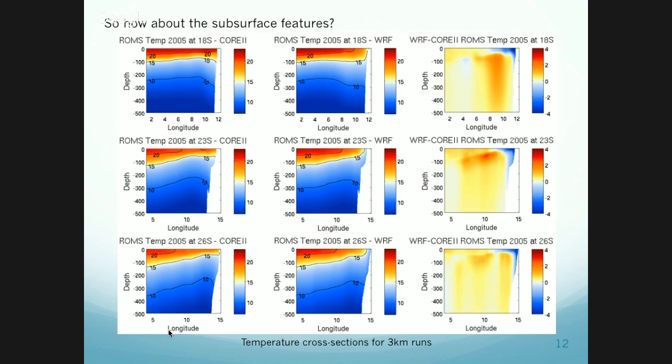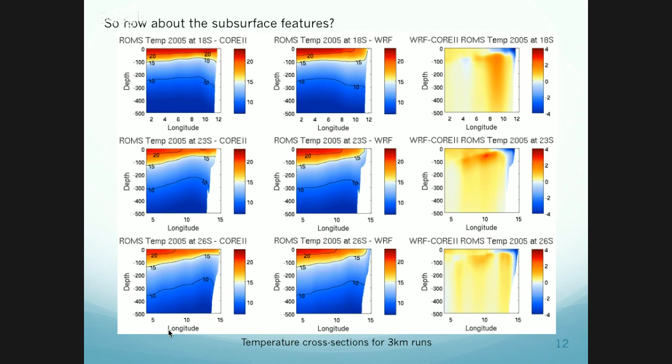Okay. So here, this one is CORE 2 forcing at 18 degrees south, this one is WRF forcing at the same latitude, and this one is the difference between the WRF forcing and CORE 2 forcing. You do have it in the same place. Okay, it's only the labeling point. These two panels are for 23 degrees south and 26 degrees south separately.